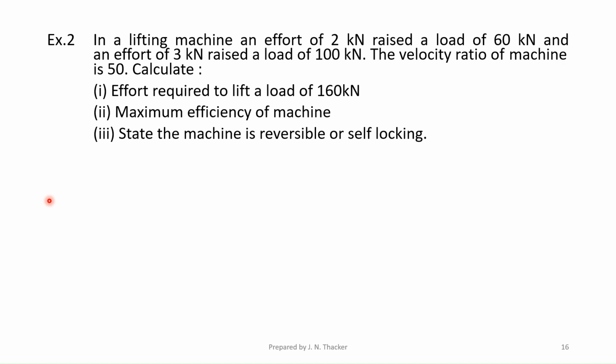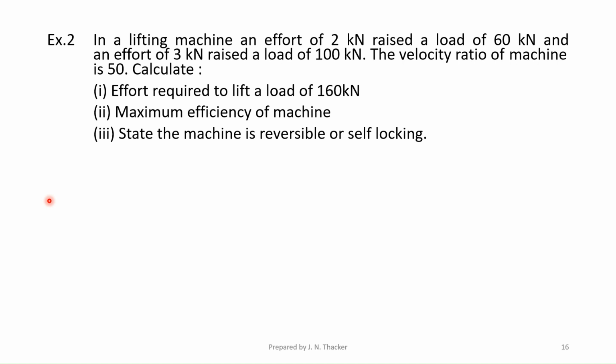You are asked to calculate first the effort required to lift a load of 160 kilonewton. So what will be P when W is 160? Next, the maximum efficiency of the machine, that is eta max. And the third one is to state whether the machine is reversible or self-locking, right? These are the three questions.